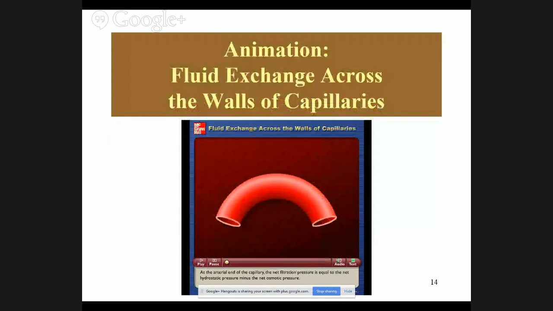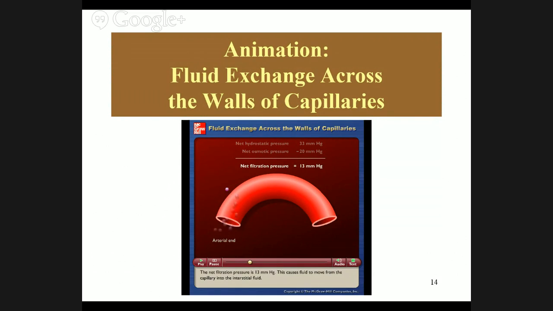And let's look at an animation of fluid exchange across the walls of the capillaries. At the arterial end of the capillary, the net filtration pressure is equal to the net hydrostatic pressure minus the net osmotic pressure. The net filtration pressure is 13 millimeters of mercury. This causes fluid to move from the capillary into the interstitial fluid.